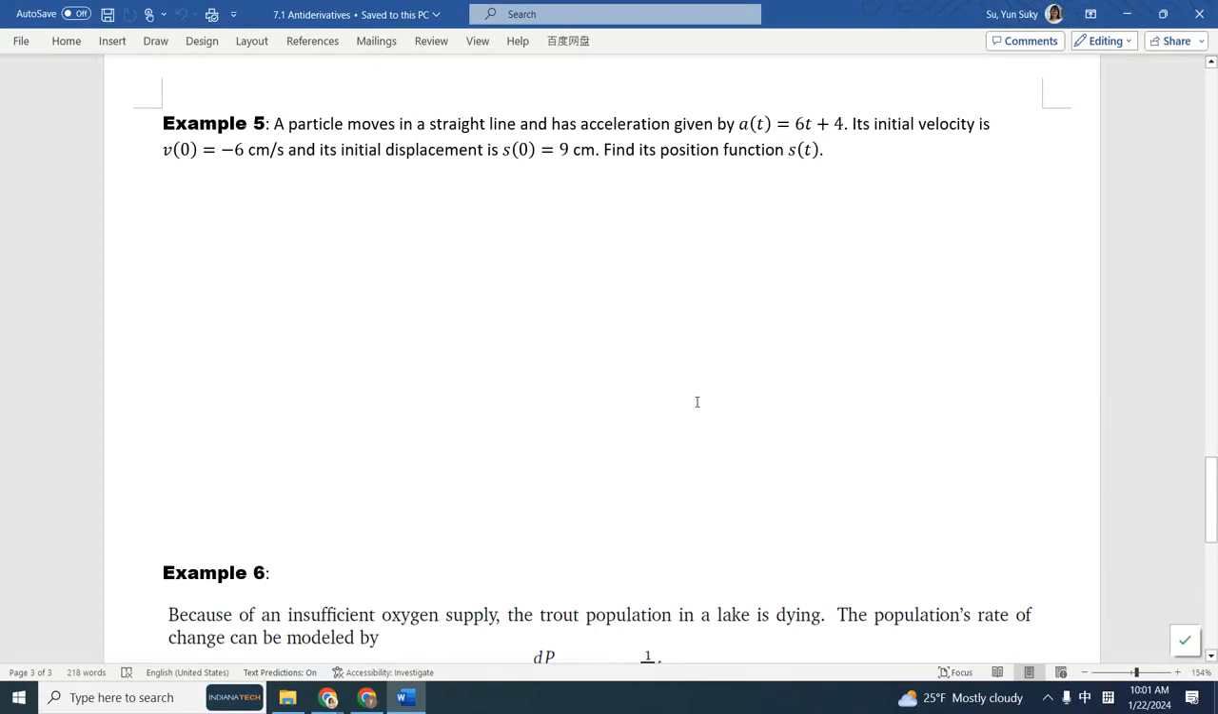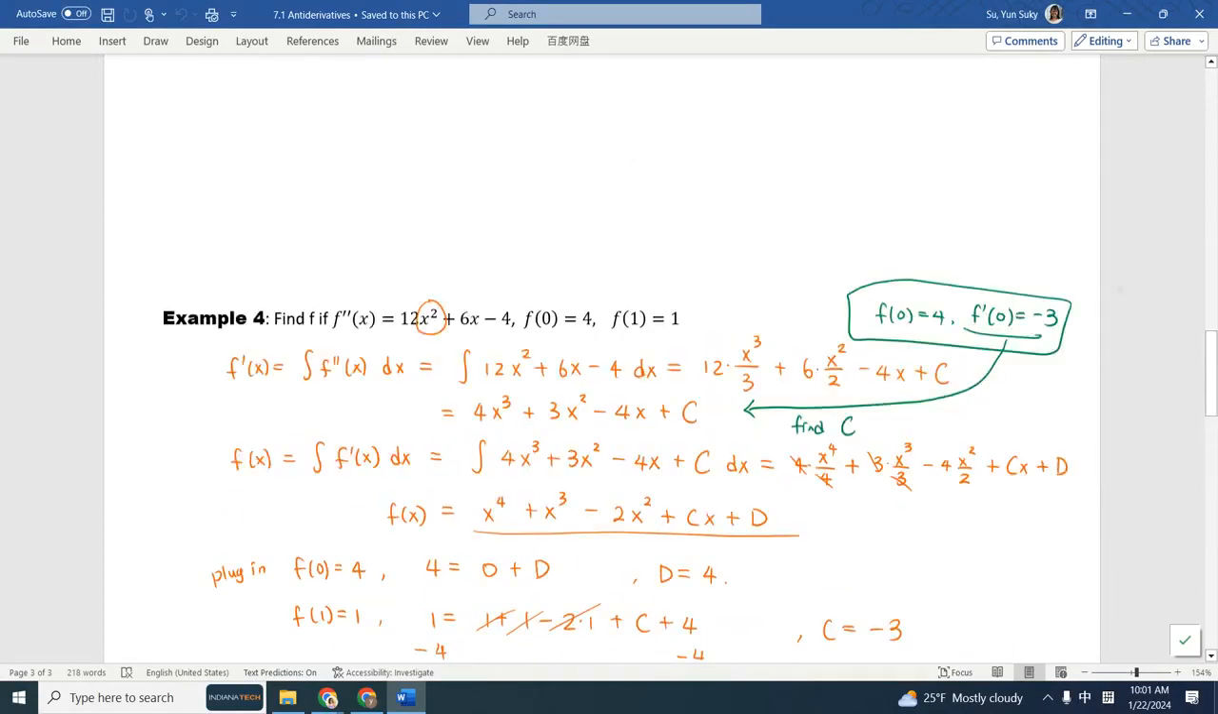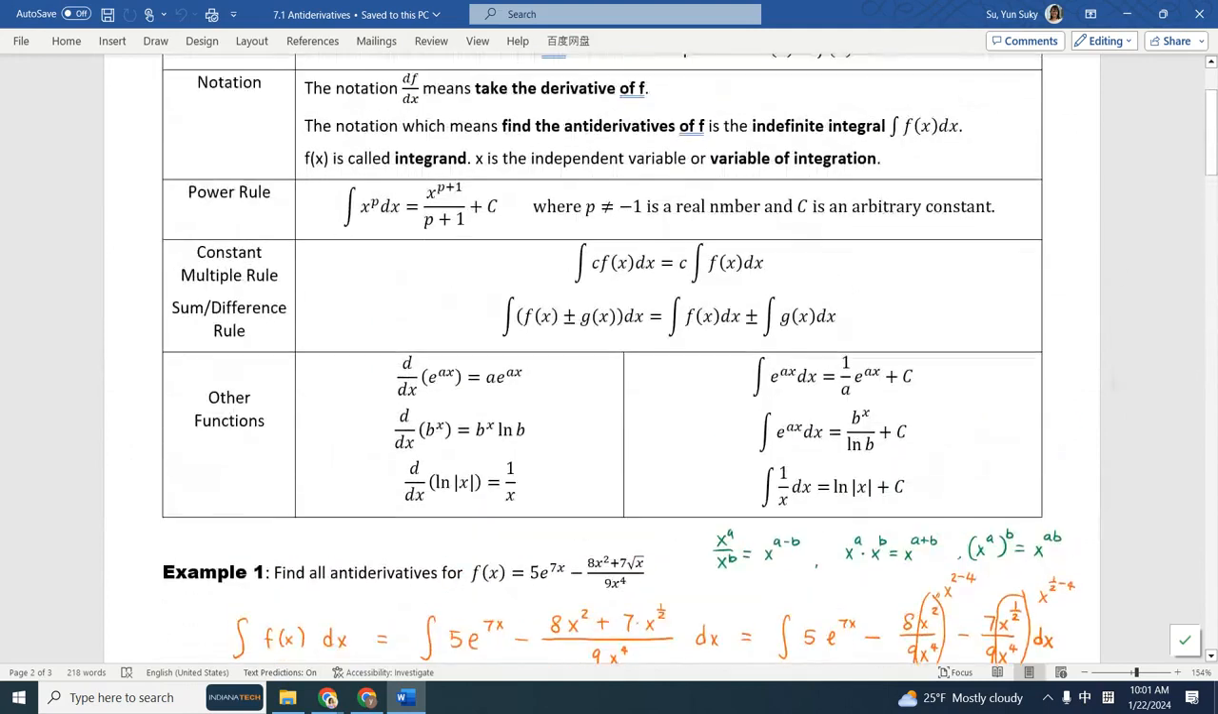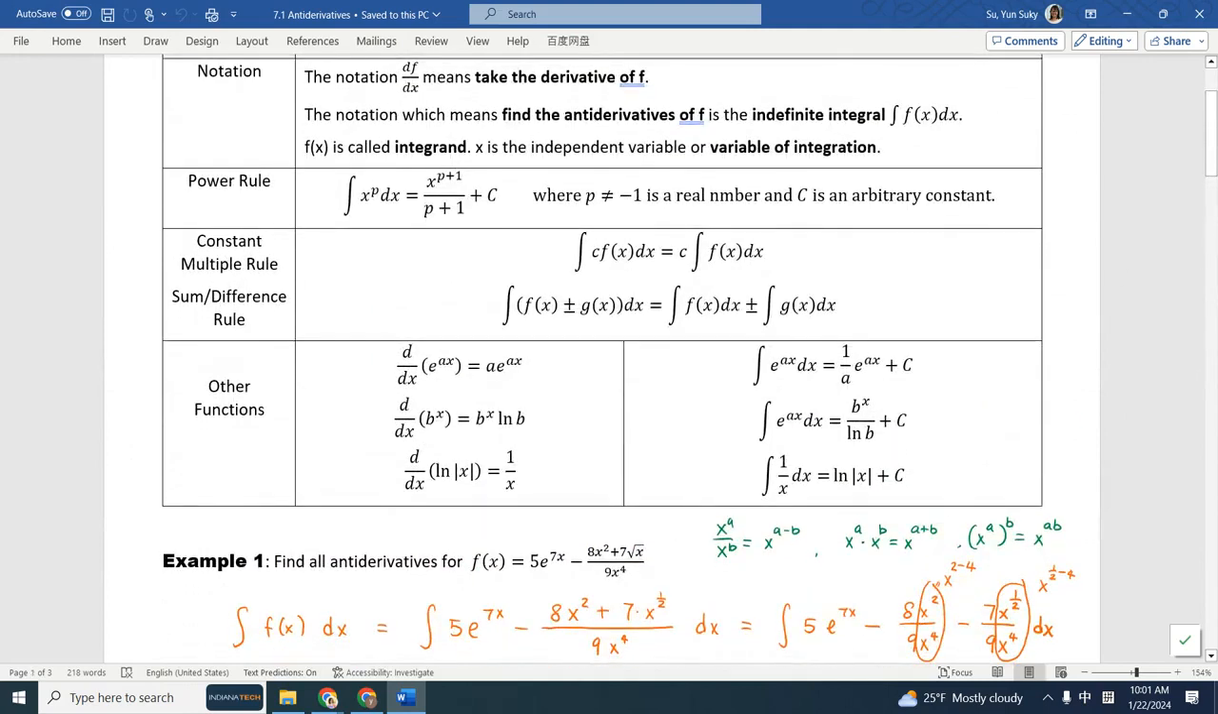Last time we talked about how to find the antiderivatives. Let's review the formulas again. Remember, there are four formulas we use. The power rule: the integral of x to the n is we increase the power by 1 and then divide it by the new exponent. And if we have an exponential function, e to the ax, the integral is e to the ax over a plus c.